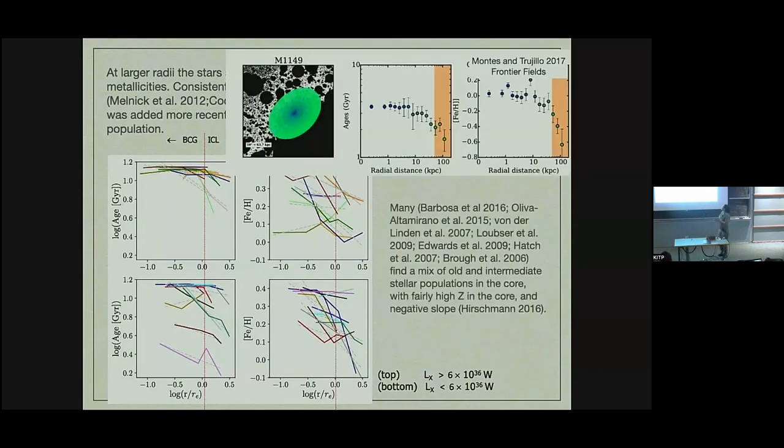This is consistent with photometric studies. So for example, the study on the Frontier Fields by Montes and Trujillo a few years ago, where they also find ages based on colors that drop about 40 or 50 kiloparsecs from the core of the brightest cluster galaxy.